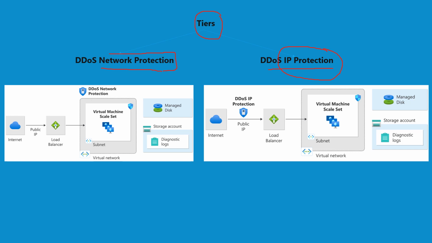DDoS Network Protection is enabled on the virtual network of the Azure Internet Load Balancer that has a public IP associated with it. So here you can see this is a public IP which is getting protected. And in this case, everything which is part of this virtual network will be protected. DDoS IP Protection is enabled on the front-end public IP address of the public load balancer. You can use it for IaaS and PaaS web application architecture as well.